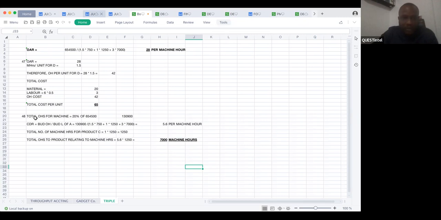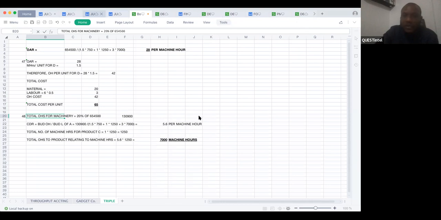So first of all, I need to get the total overheads for machinery. If I can get that, then the next thing is my cost driver rate. I needed that cost driver rate because this is the amount I will charge per hour. So if I get how much I charge per hour, and how many hours I am spending on product C, then I can get the total amount that should be charged to it.